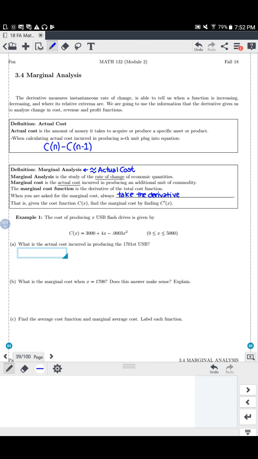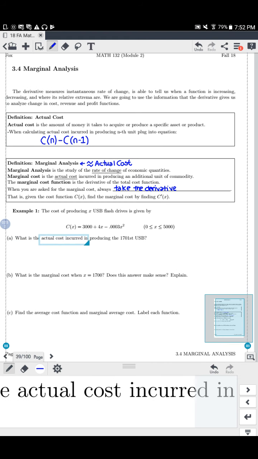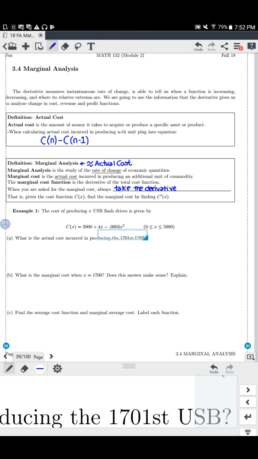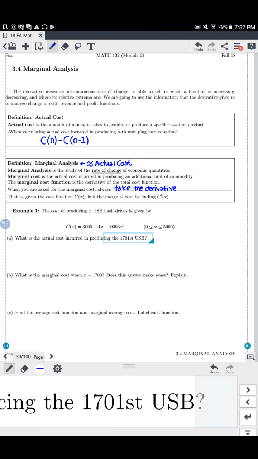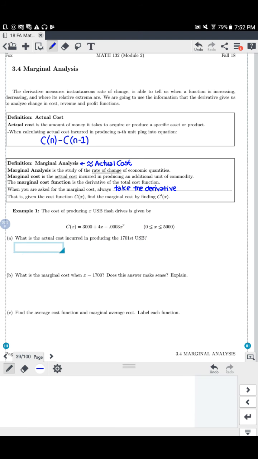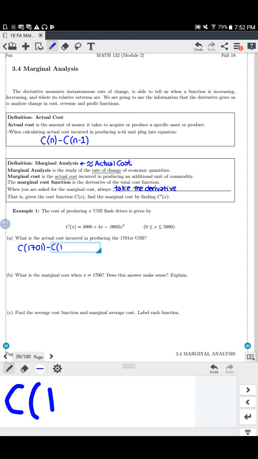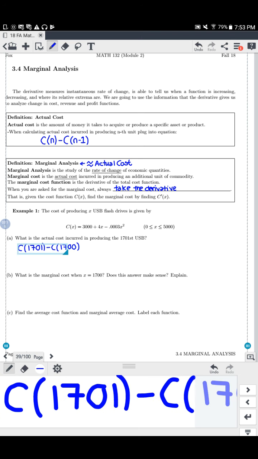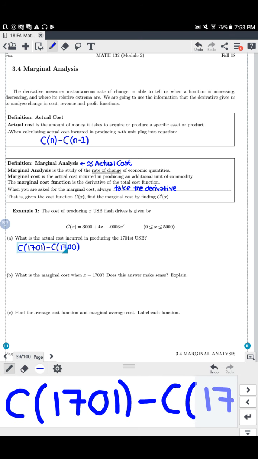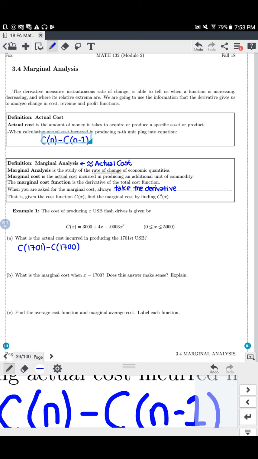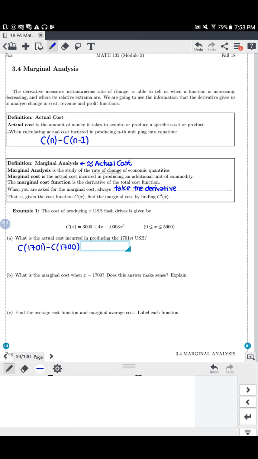For right now, we're just going to use that total cost function to find the actual cost incurred in producing the 1701st USB. So to find the actual cost for just the 1701st USB, we're going to plug in C of 1701 minus C of 1700. Just like we talked about above, you do C of n, the number you're trying to find the actual cost of, minus C of n minus 1.